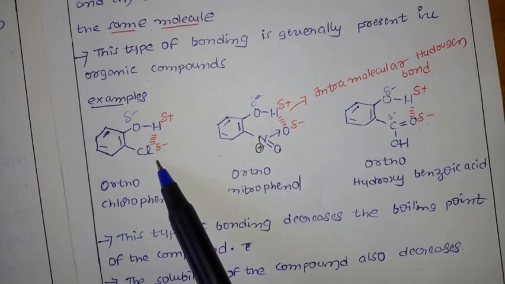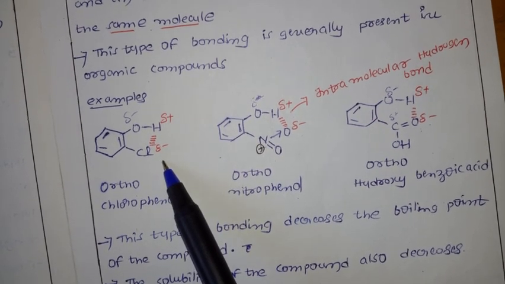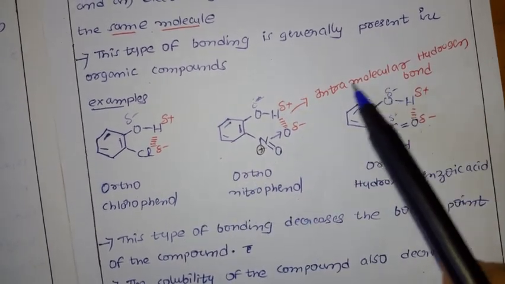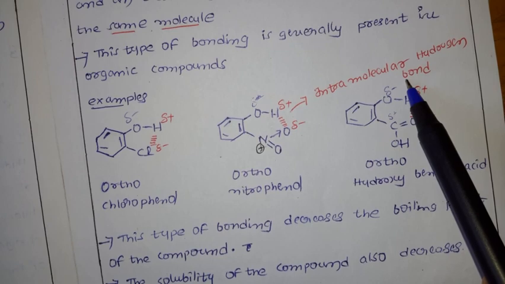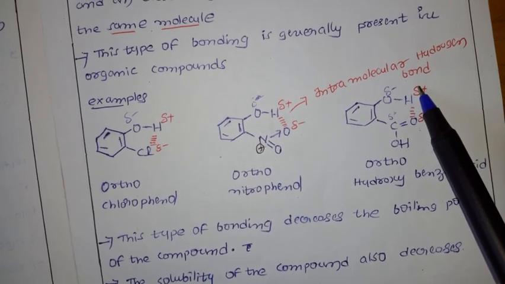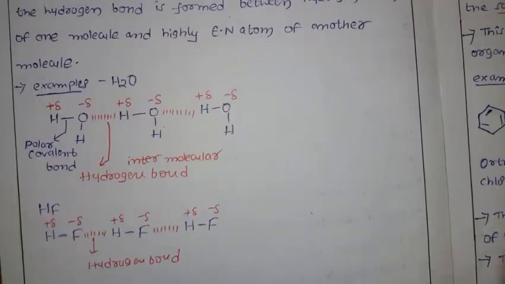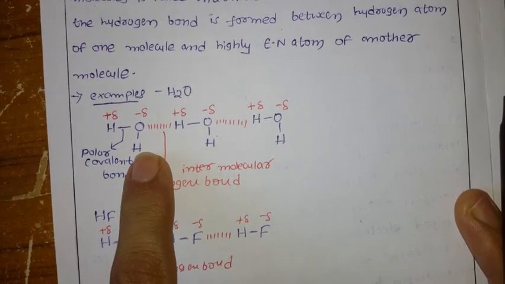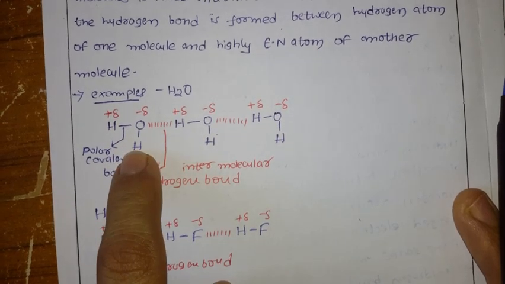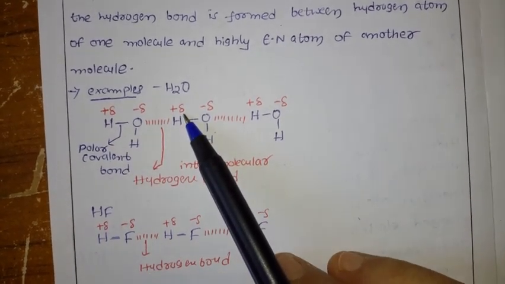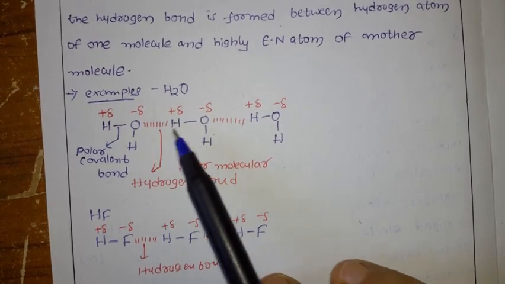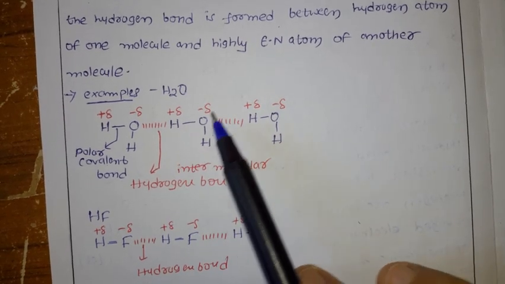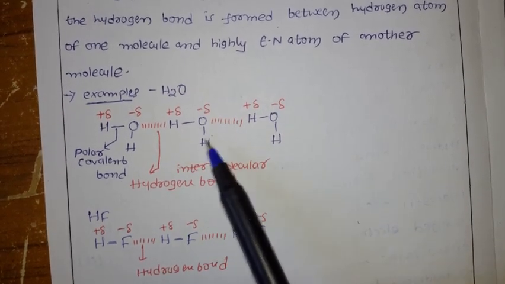Hydrogen and a highly electronegative element, fluorine or oxygen or nitrogen, are present in the same molecule. We are not taking another molecule. So this type of bonding is called what? Intramolecular hydrogen bond. Now let us go for the recap. In case of inter, we take two molecules. The oxygen of one molecule and the hydrogen of another molecule. We are talking about the bond between them: this oxygen atom is present in this molecule, and hydrogen is present in this molecule. This type of bonding is called inter.